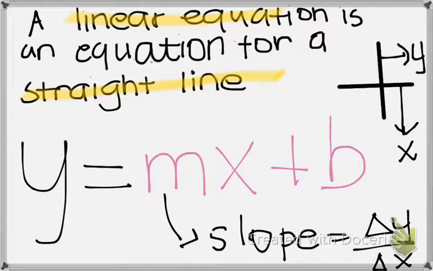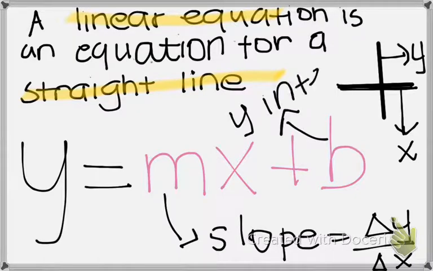X similarly is just the x values on this line, on the x-axis. And b is the y-intercept. Remember, it's the y-intercept. It's not the x-intercept, it is the y-intercept.